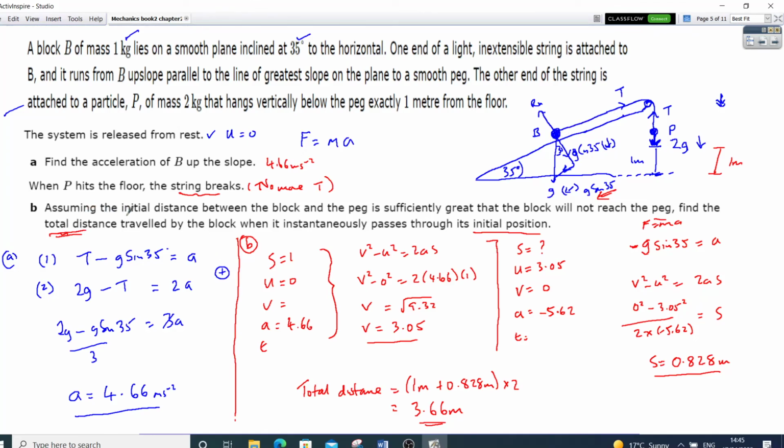So that's what we wanted, assuming that the initial distance between the block and the peg is sufficiently great that the block will not reach the peg, find the total distance travelled by the block when it instantly passes through its initial position. So go for its initial position again. Once it's gone through there, come back. Okay, happy with that.